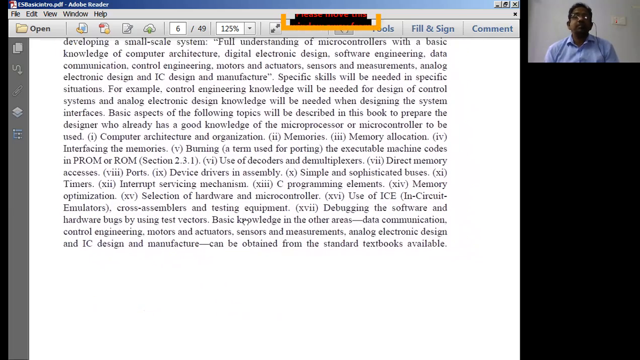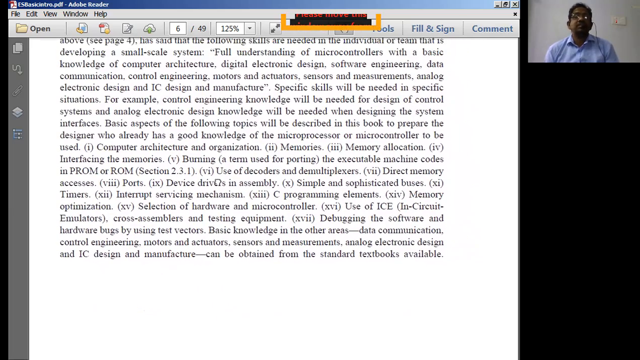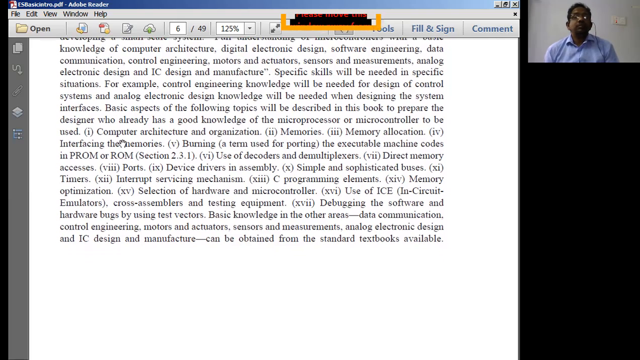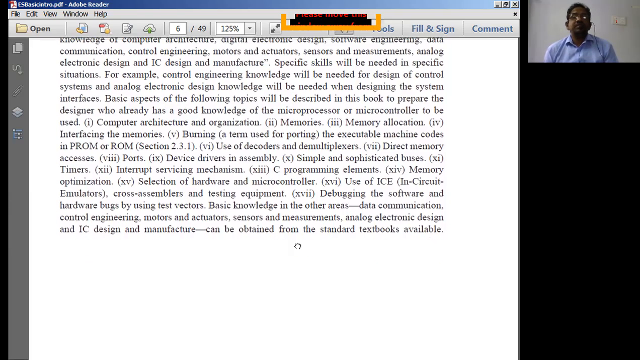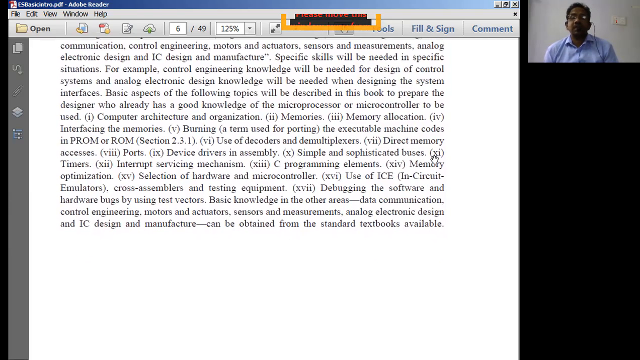Some examples have been quoted here. For example, control engineering knowledge will be needed for the design of control systems. And analog electronic design knowledge will be needed when designing the systems, with a designer who already has a good knowledge of the processor and microcontrollers to be used. Next, the basic aspects of the following topics are necessary to design. What are the basic concepts we need to understand to finally come up with the embedded system?